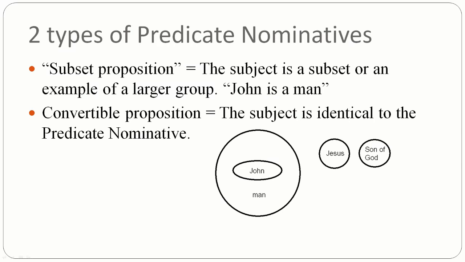The second type is a convertible proposition, and this one means that the subject is identical to the predicate nominative. In other words, this is an equal sign. From the example before, Jesus is the Son of God. Jesus is identical to the Son of God. And so you can say Jesus is the Son of God, or you can just as correctly say the Son of God is Jesus. That is the convertible proposition. Convertible just means you can switch them around. Subset proposition means you cannot switch these around and still carry the same meaning.